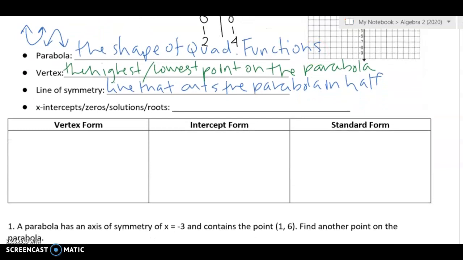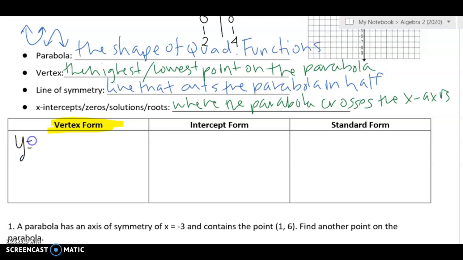Okay, the next word that we have is x-intercepts, zeros, solutions, roots. 4 words that mean the same thing. They're interchangeable. We've talked about x-intercepts a lot. And just a reminder here, the definition is where the parabola crosses or touches the x-axis. Okay, we have 3 different forms. Today we're going to talk about vertex form. So today our focus is vertex form. We're going to fill these in, but again, the focus is vertex form.